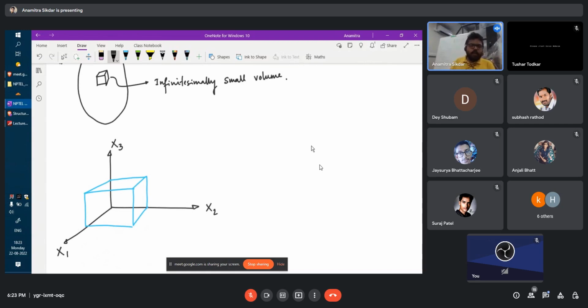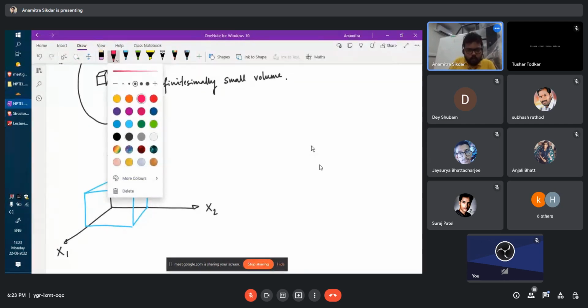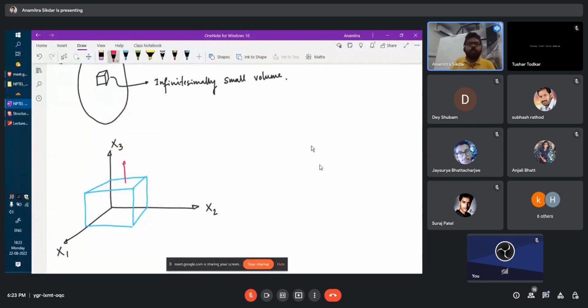let's say these are the three coordinate axes. So what we will do is, one component will be perpendicular to these planes, say for example, if this is perpendicular to x1 and x3, so this stress will be termed as sigma 2 2.